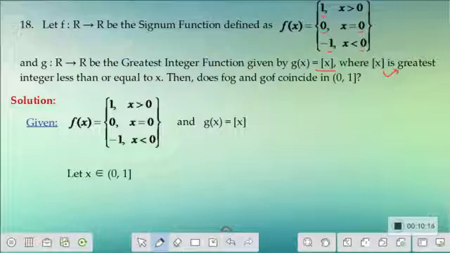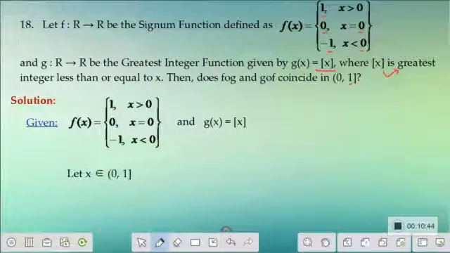Now the question is, does f composite g and g composite f coincide in the half open interval (0, 1]? When you mean half open interval, here the interval is closed at 1. So you can include the element 1, but you cannot include the element 0. The elements are lying between 0 and 1, where 1 is included and 0 is not included.